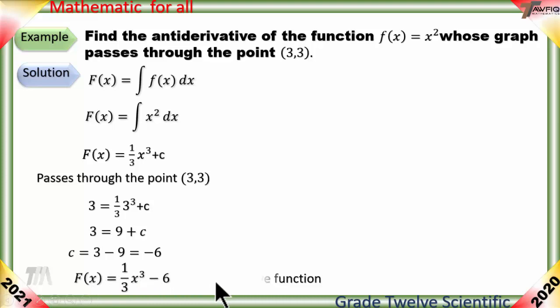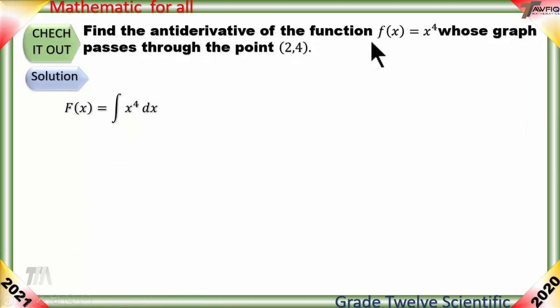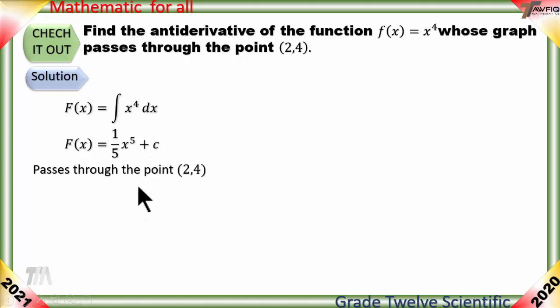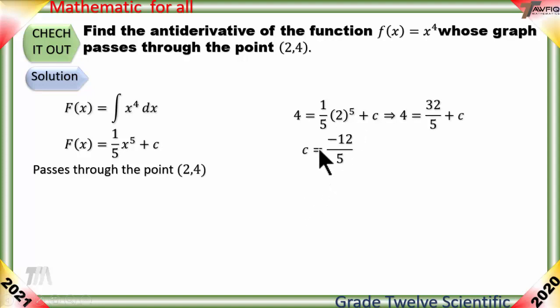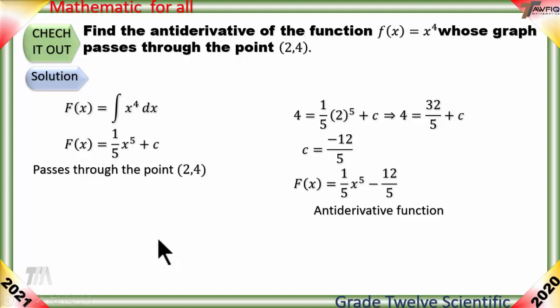This is the antiderivative. Find the antiderivative of the function f of x is equal to x to the power 4, whose graph passes through the point (2, 4). F of x is equal to 1 over 5 x to the power 5 plus c. Because this function is passing through the point (2, 4), substitute 2 for x and 4 for f of x. It becomes 4 is equal to 1 over 5 times 2 to the power 5. Simplifying this, c is equal to minus 12 over 5. And now replace c. It becomes f of x is equal to 1 over 5 x to the power 5 minus 12 over 5. This is the antiderivative function.